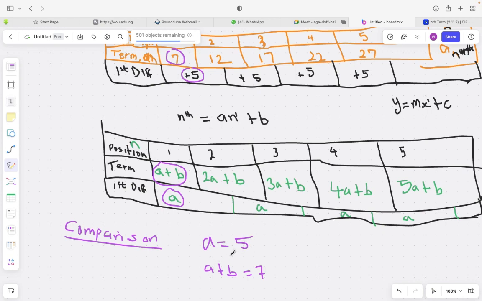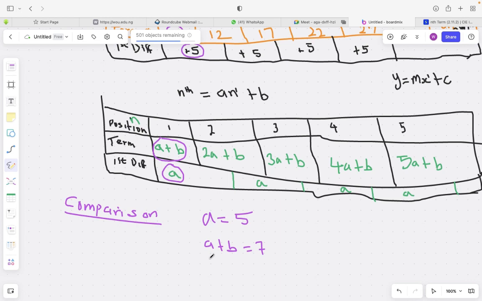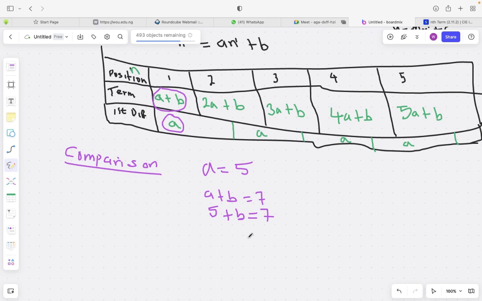So remember, you already found A. A is 5. If A is 5, you just substitute 5 plus B is equal to 7, right? So you bring B to this side. You make B the subject of the formula. B will be 7 minus 5, and that will be equal to 2. So B is equal to 2.